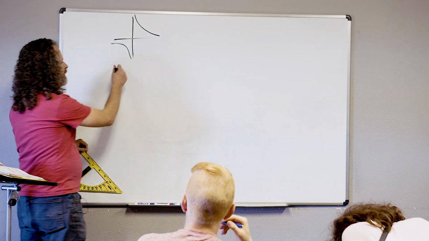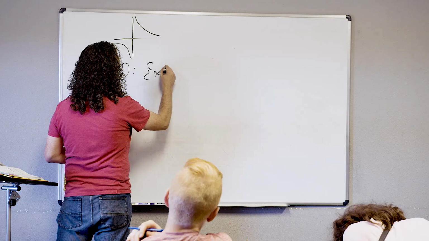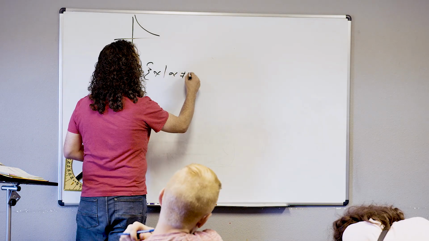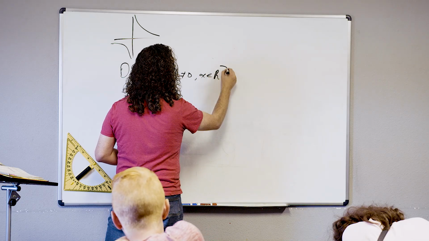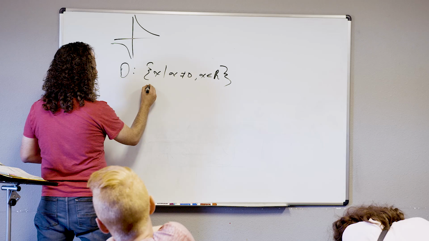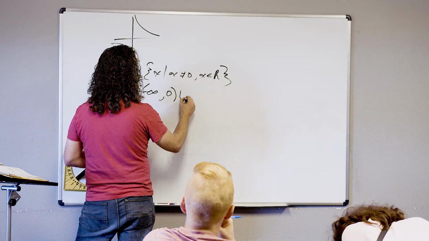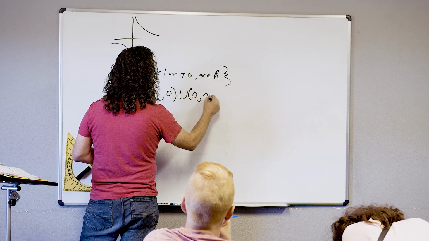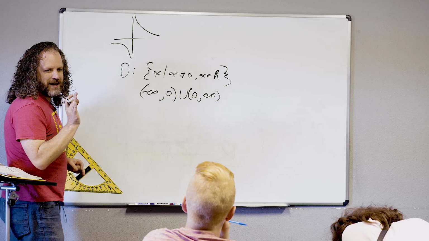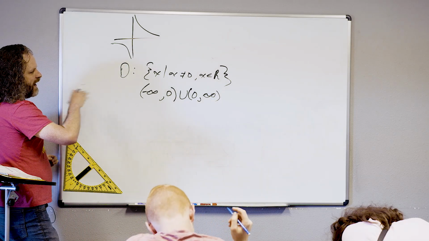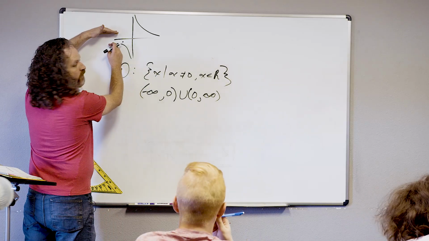So the domain is, depending on your notation, if we use set-builder notation, X such that X does not equal 0, X is a member of the real numbers. If we do interval notation, it's negative infinity to 0, not including that, unioned with 0 to infinity. Any of those options is great. The range is going to be the exact same thing, except these will be y's because it also never gets to 0 this way. Right? Great.